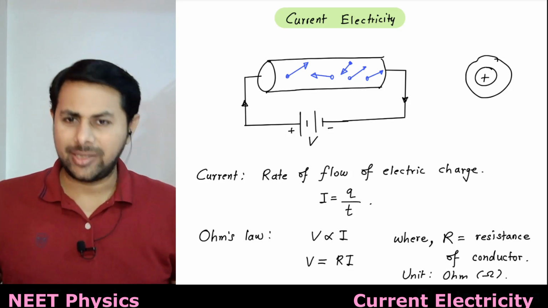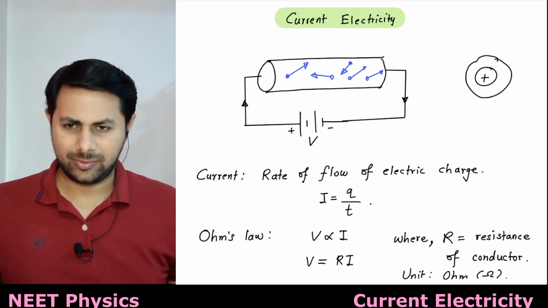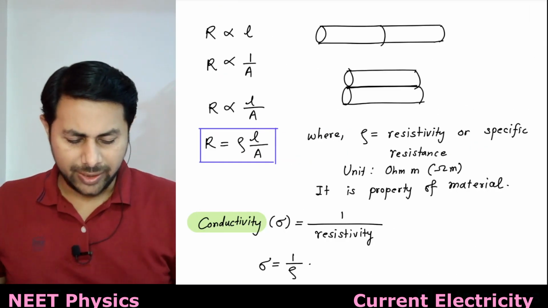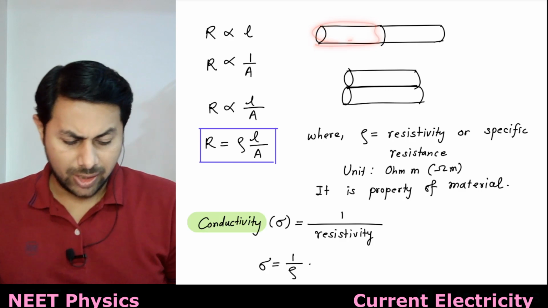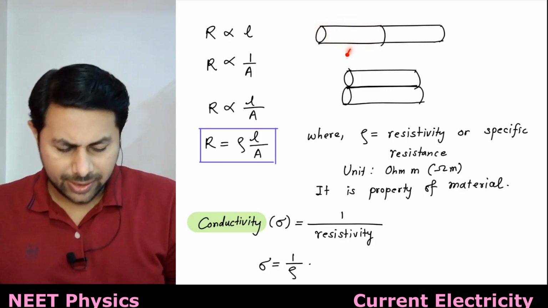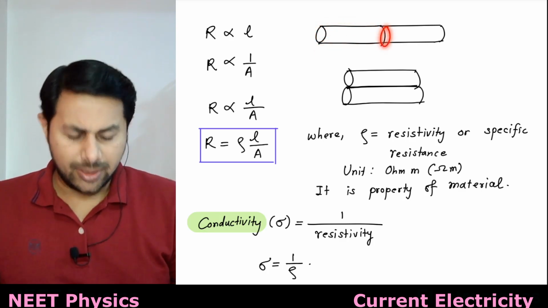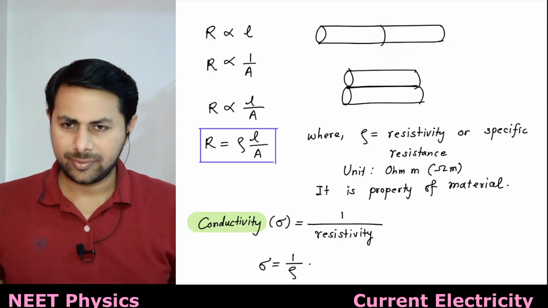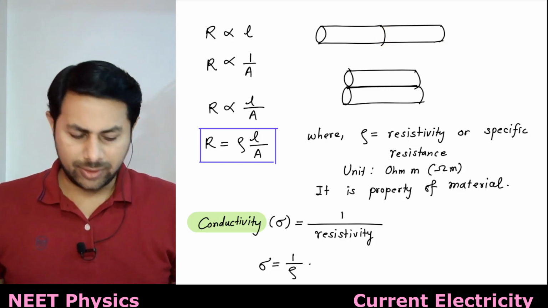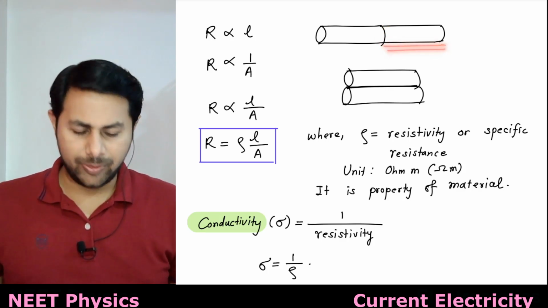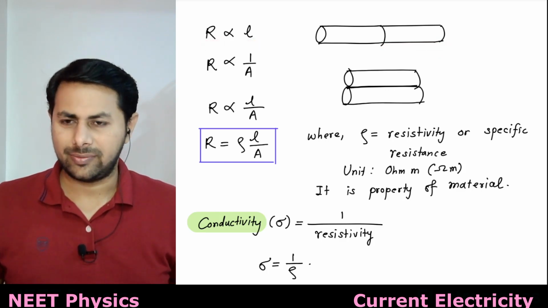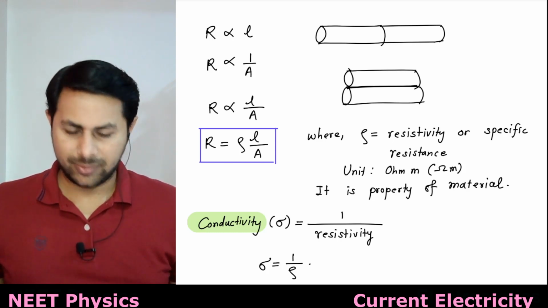So when you double the length, what will happen? The collisions will be doubled, right? When the length is this much, there will be a certain number of collisions, let's say n. Now if you double the length, the number of collisions will be doubled. So that's why the opposition is doubled, you can say. So resistance is directly proportional to length. The more the opposition, the less will be the current, right?